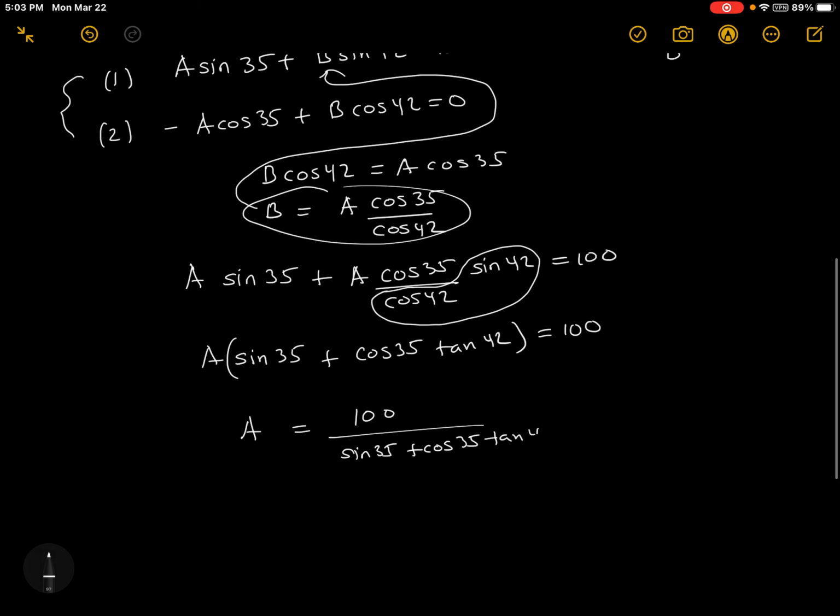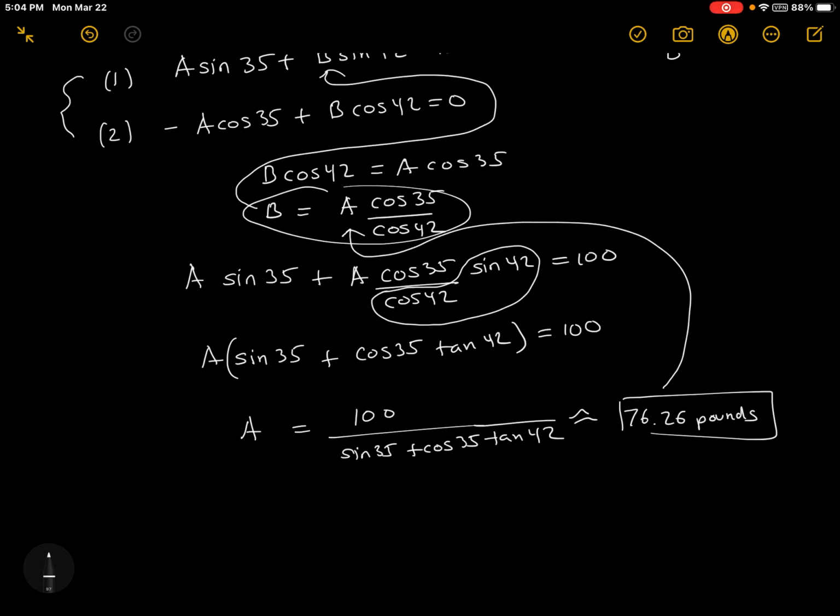Make sure you're in degree mode. And if you enter it, you should get 76.26 pounds. Okay, and then to get B, you take your A value and plug it into here. Your B, the tension, should be around 84 pounds.